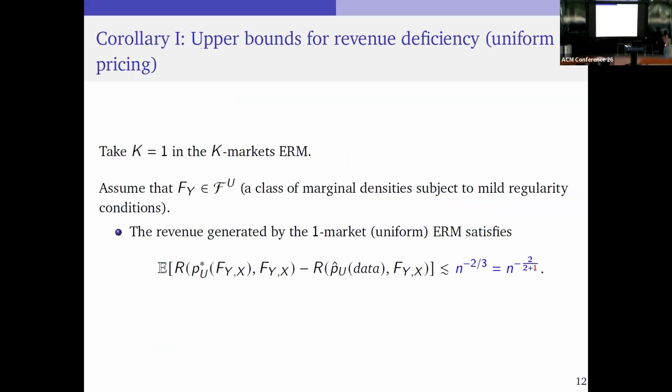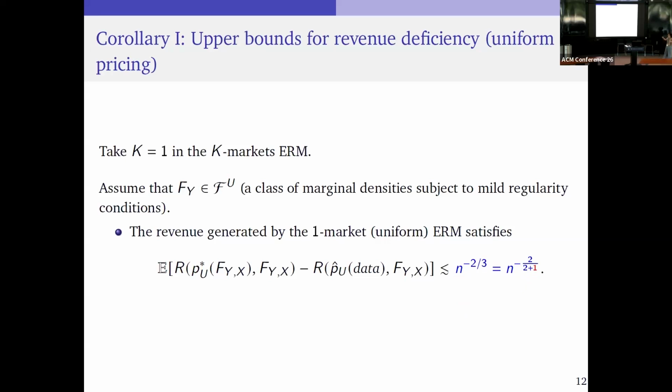Okay, so if you're just going to look at the uniform pricing, and you want to look at the revenue generated by the empirical, sorry, the ERM for the uniform pricing, and then this is the revenue for the true distribution uniform optimal. And you're looking at this difference in terms of the expectation, that gives you this upper bound. And this upper bound now, I was trying to compare this with the previous one. You see, in the previous one there's a 2, and here there's a 1.